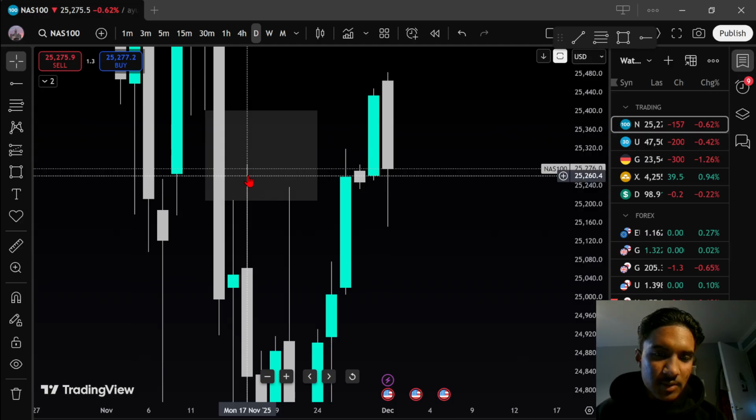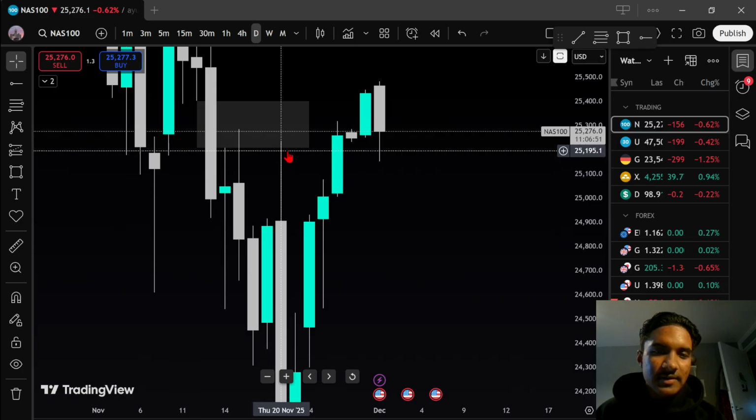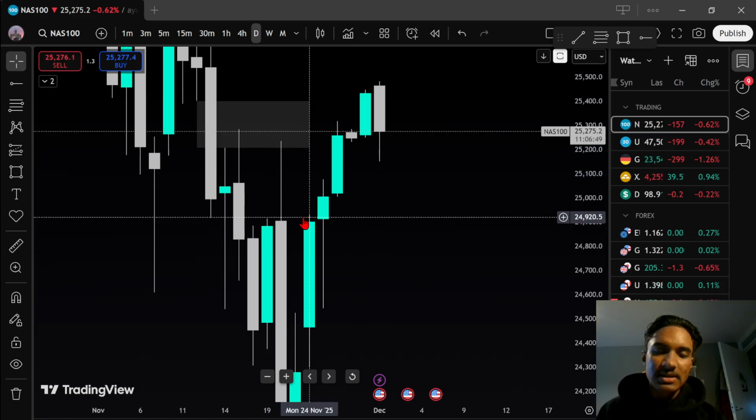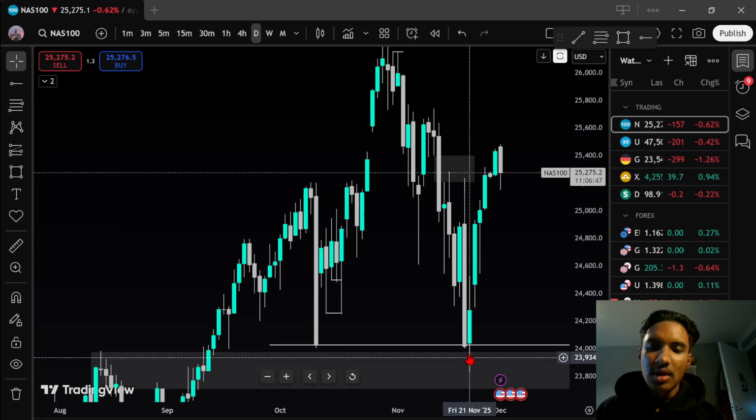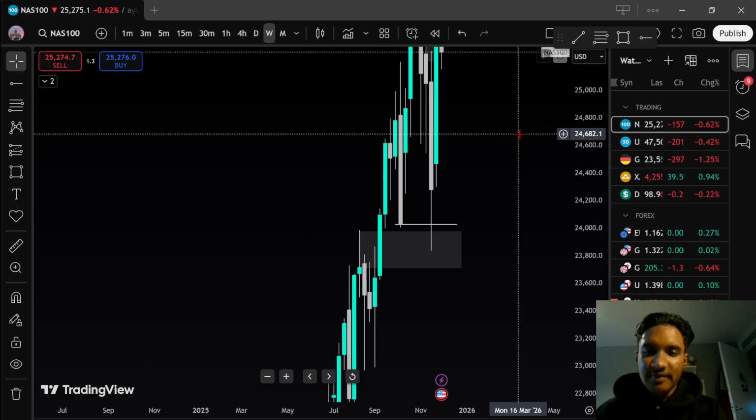Comes back into it, rejects, goes where it needs to go, comes back into it again, rejects for more liquidity, rejects, and then goes where it needs to go, and then that liquidates it. Like, it's just so perfect. Let's see on the weekly.